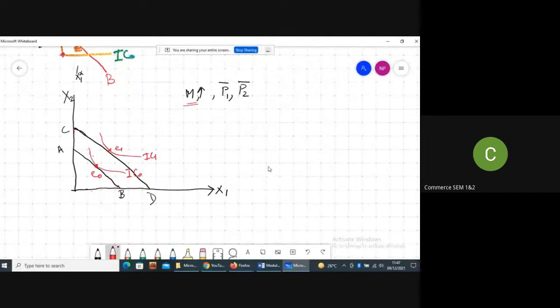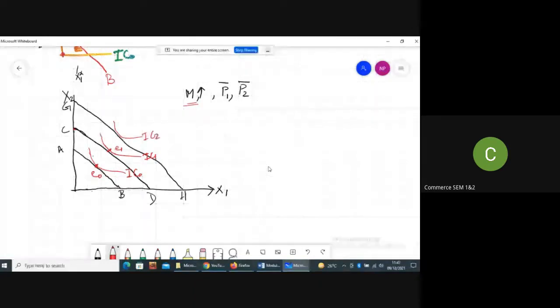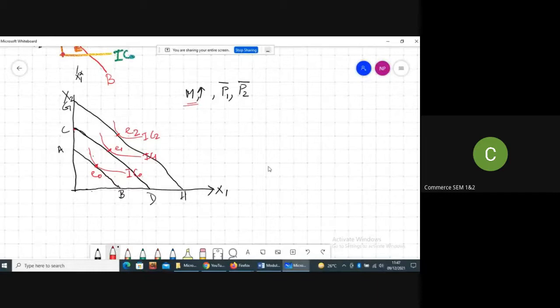Similarly, if your money income increases again, your budget line will shift to the right like this. Say call it GH. Now again, draw an IC2. So this is your equilibrium E2. Now if you join these points by a curve like this, we call it ICC or income consumption curve.